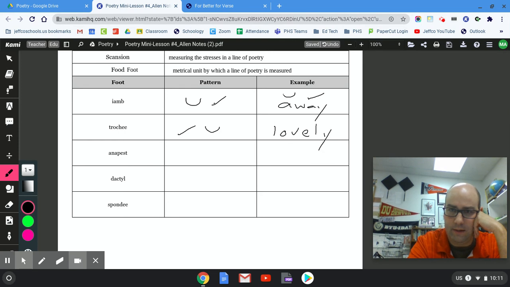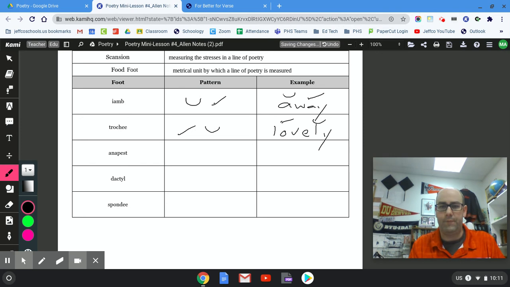So we can see that we place more emphasis on the beginning of that word, lovely, lovely, right? Lovely. And you kind of have to overemphasize some of these stresses when you're first starting out, but eventually you'll get it.